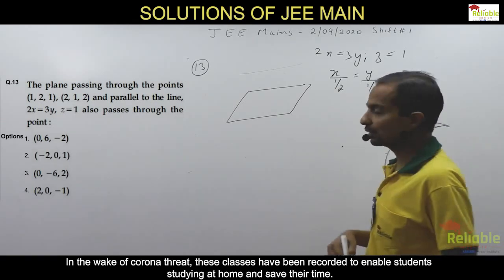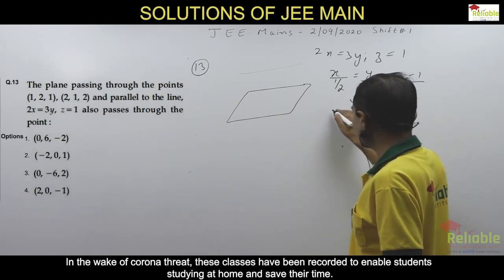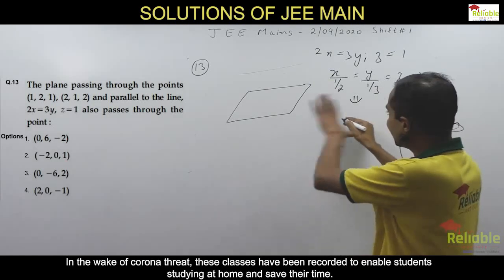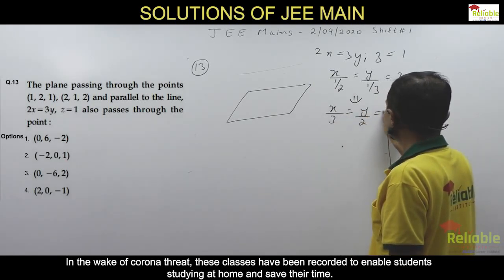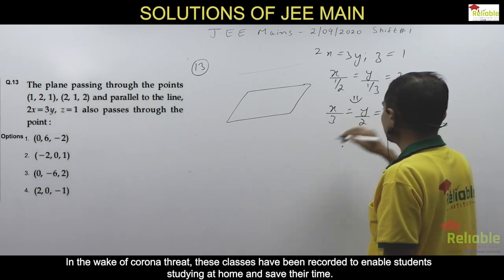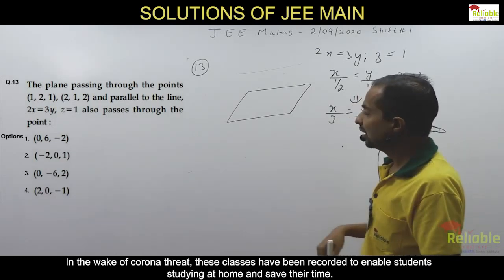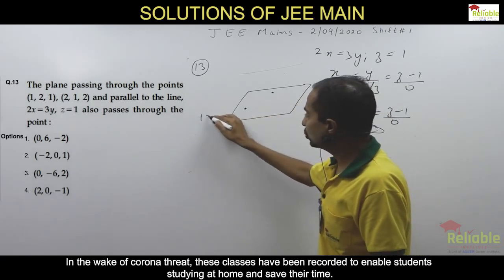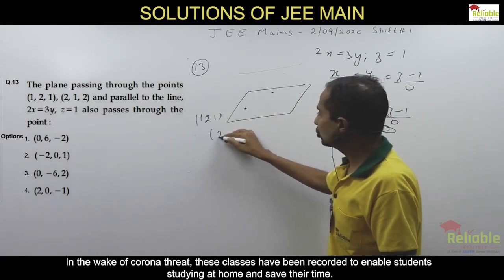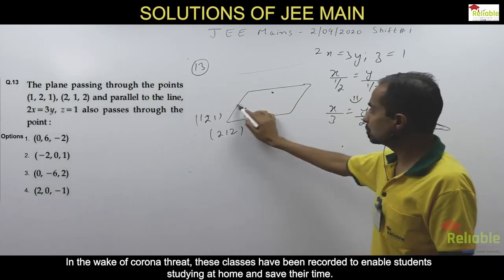So that's the symmetrical form. Let me make it more tidy. Let's divide by 6 over here. x by 3, y by 2, z minus 1 by 0, right? And here there are 2 points that are given: (1, 2, 1) and (2, 1, 2). These are the 2 points.